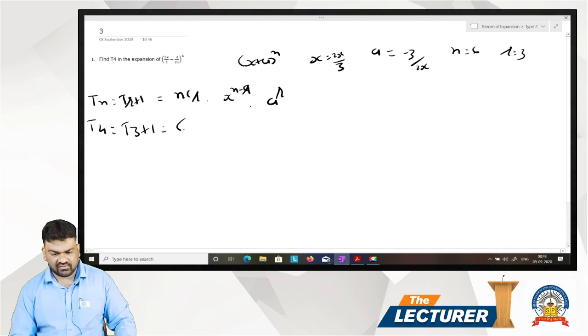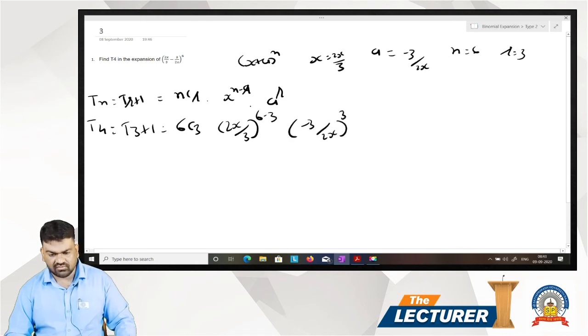6C3, x is 2x divided by 3 raised to 6 minus 3, a is minus 3 by 2x raised to 3. 6C3 is 6 multiplied by 5 multiplied by 4 divided by 3 divided by 2, that is 20. Then 2x by 3 raised to 3, minus 3 by 2x raised to 3.